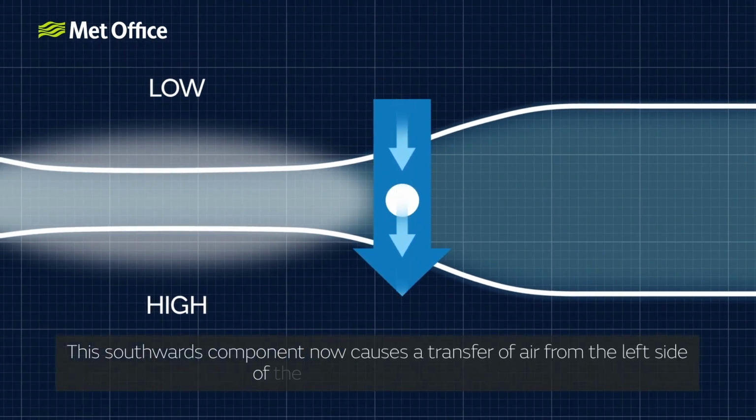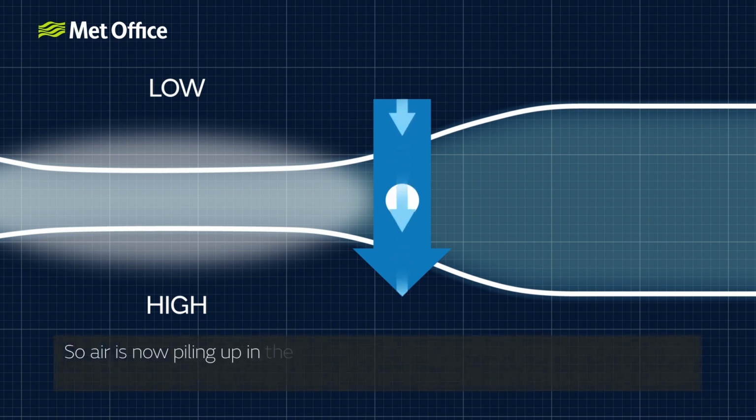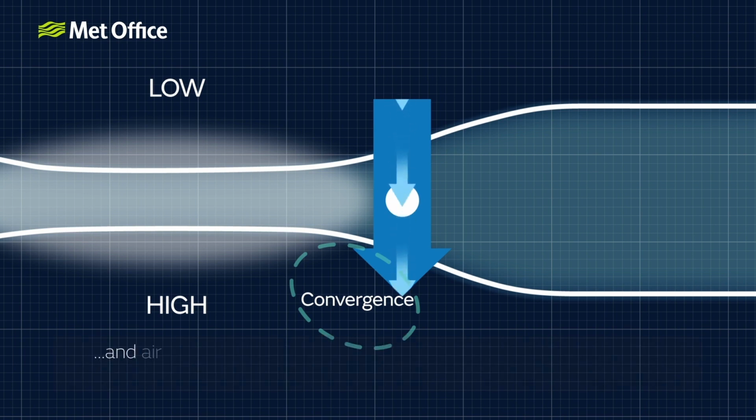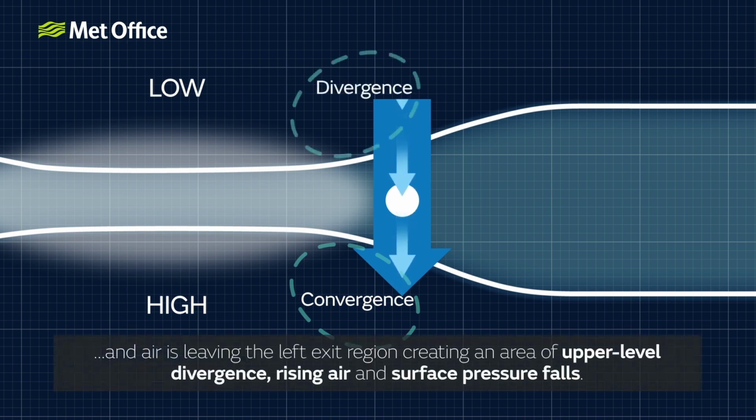This southwards component now causes a transfer of air from the left side of the jet exit to the right side. So air is now piling up in the right exit region, creating an area of upper level convergence, sinking air, and surface pressure increases. And air is leaving the left exit region, creating an area of upper level divergence, rising air, and surface pressure falls.